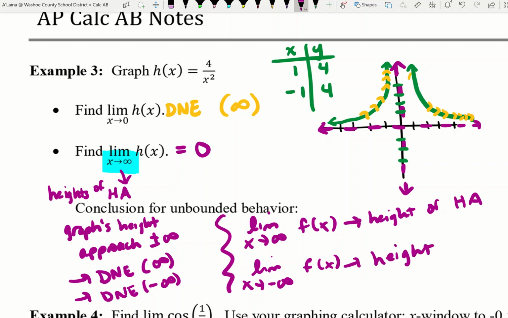You may not be aware of it, but you can actually have more than one horizontal asymptote in the graph. Another thing we'll talk about later.